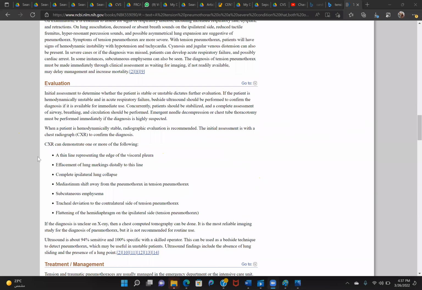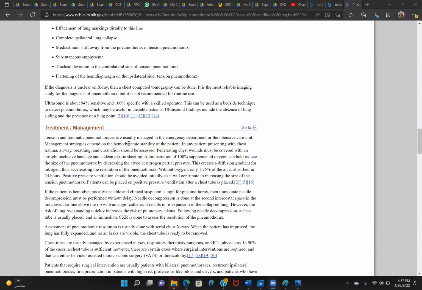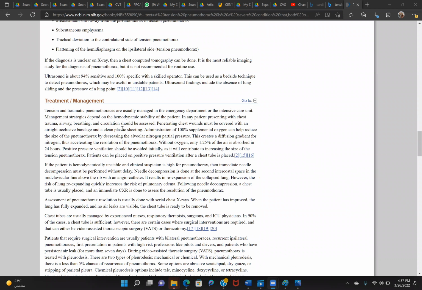You can diagnose it via ultrasound. You can find it via X-ray. And treatment will be as you told, needle decompression. In addition to that, you have to mention airway, breathing, circulation. You always forget this thing. Immediately call for help. Immediately call the surgical team. And in this time, you are giving 100% oxygen, trying not to give nitrogen.